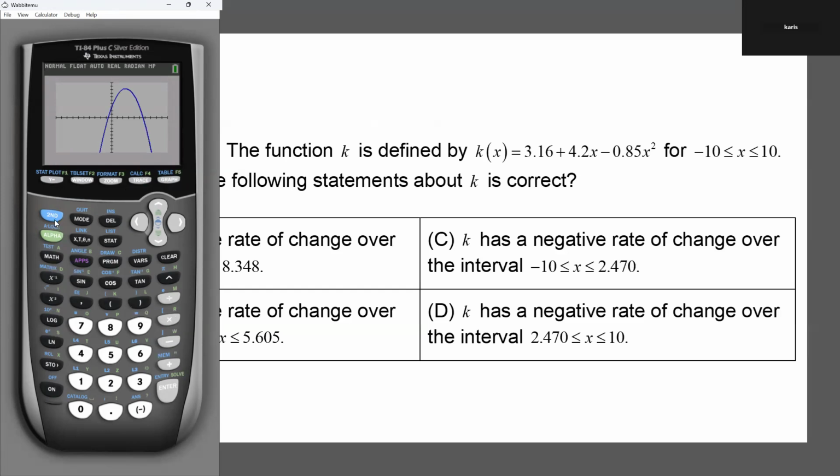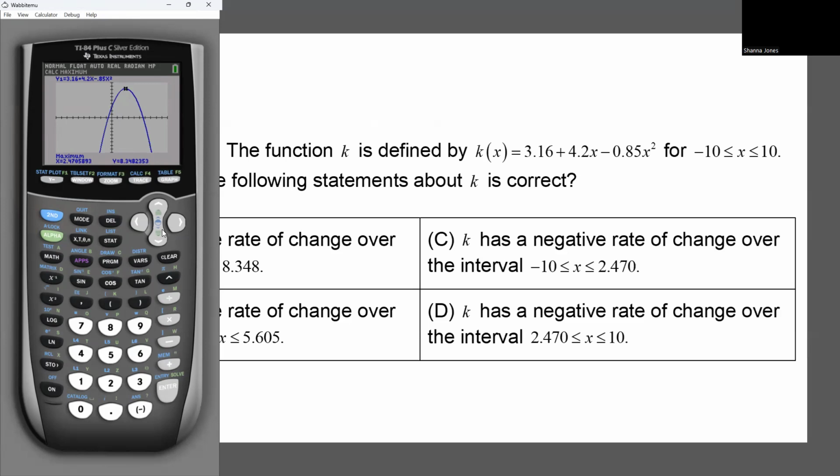Let me find the max for you again. So notice to find the max, I hit second trace, and you see it says maximum. It's going to go there, and you just have to go to the left of it. It tells you to the left, and then it tells you to go to the right of it. I'm going to click to the right, and boom. Okay, there are the numbers. The numbers are correct now. My bad.